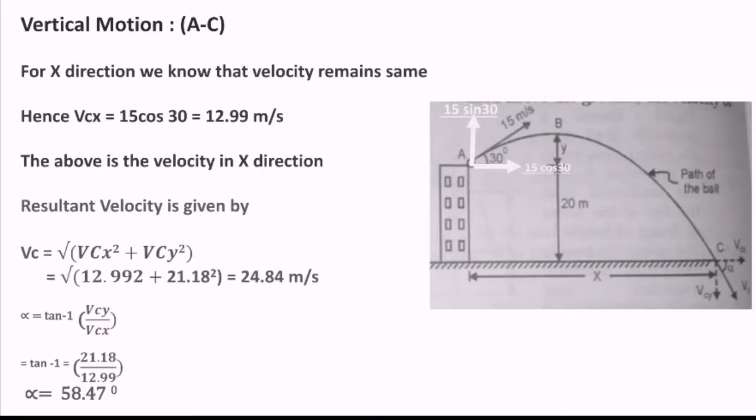This completes the solution. Again, you must have observed that the procedure for solving any of the problem remains same, that is divide the entire motion into two parts, horizontal and vertical. For horizontal, find out three parameters S, U and T, and use the equation S is equal to Vt, and for vertical motion determine 5 parameters S, U, V, A, T, and use any of the three equations depending on what is asked or what is given.